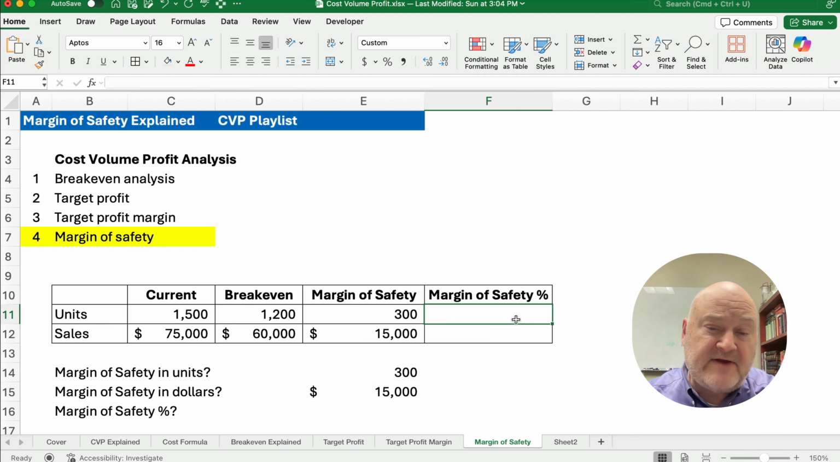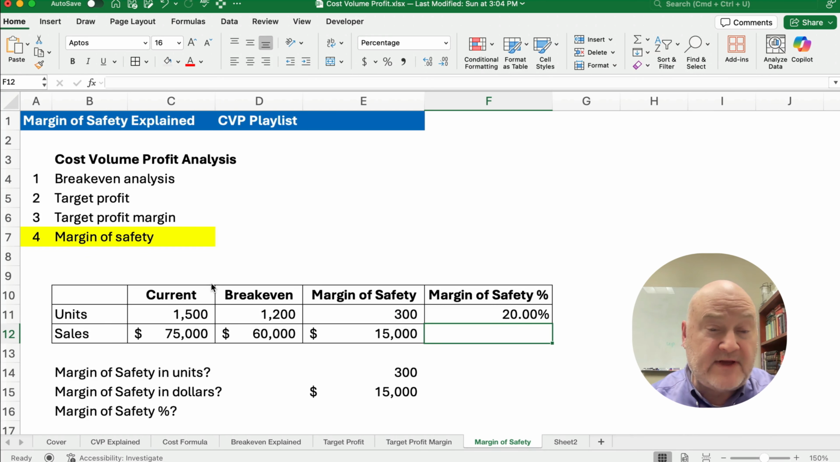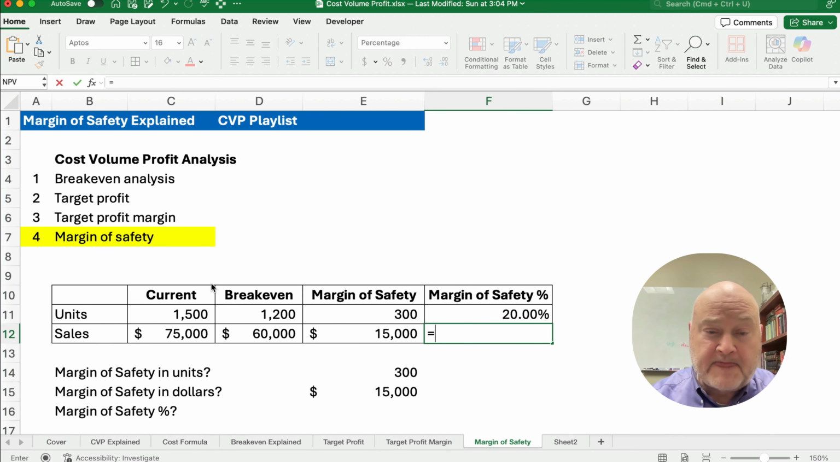Well, margin of safety percentage is going to be an easy way to calculate it because it's the same whether you look at units or dollar amounts. So what we're going to do is take the difference, the 300, divided by the current number, which is the 1,500. So 300 divided by 1,500 is 20% margin of safety. Or 15,000 divided by the current 75,000.